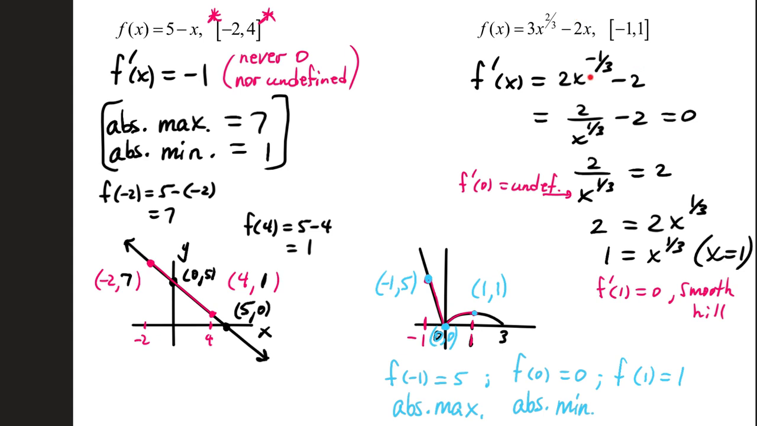That translates to 2 over x to the 1/3. You could also write that as the cube root of x if you wanted to. First, let's find out when this derivative is equal to 0. Add 2 to both sides, multiply both sides by x to the 1/3, divide by 2, and x to the 1/3 is equal to 1 as long as x equals 1.